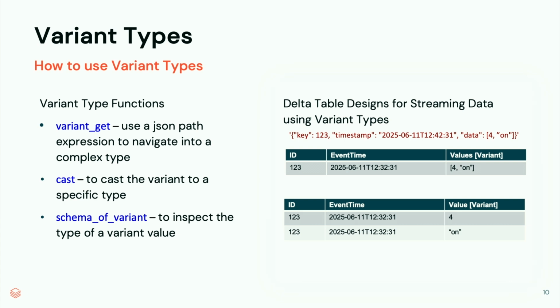This is really great because now it starts to simplify how we store all of our data. We don't have to have multiple columns in tables. We don't have to have multiple delta tables. We can now have one table that can handle all of these different types. So this is a really useful feature.